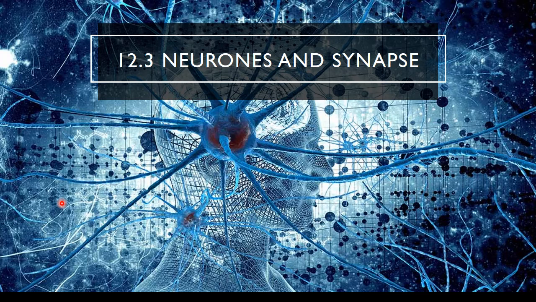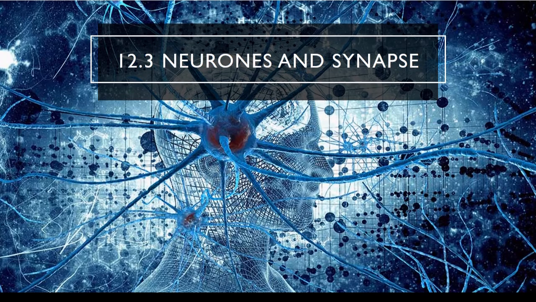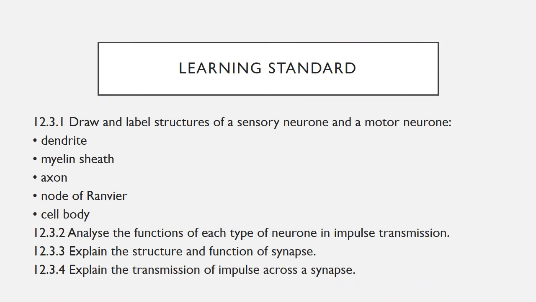So today you will learn about neurons and synapse. There are 4 learning standards that you need to achieve at the end of this lesson. First, you should be able to draw and label structures of a sensory and also a motor neuron that consists of dendrite, myelin sheath, axon, node of Ranvier, and also cell body.